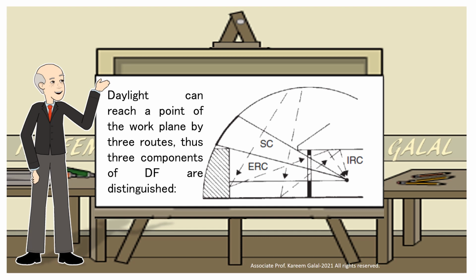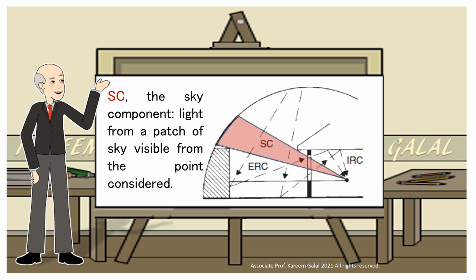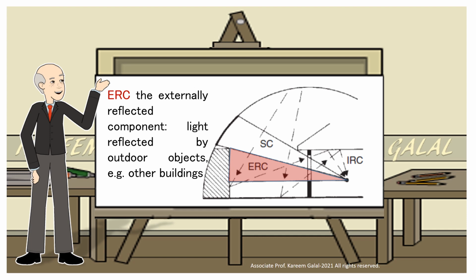Daylight can reach a point of the work plane by three routes, thus three components of DF are distinguished. SC, the sky component: light from a patch of sky visible from the point considered. ERC, the externally reflected component: light reflected by outdoor objects, for example other buildings.